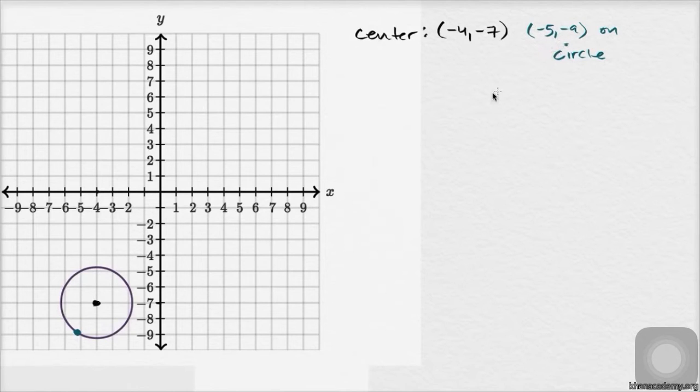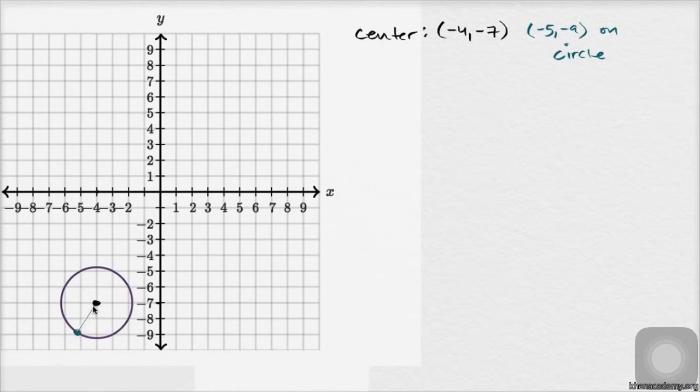Well, the radius is just the distance between the center of the circle and any point on the circle. In fact, one of the most typical definitions of a circle is all of the points that are the same distance, or that are the radius away from another point, and that other point would be the center of the circle. So how do we find out the distance between these 2 points?